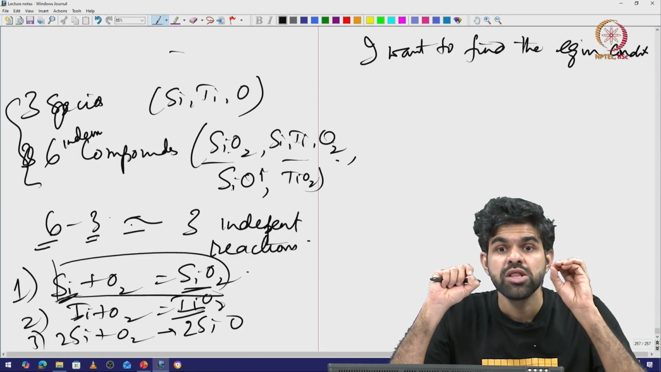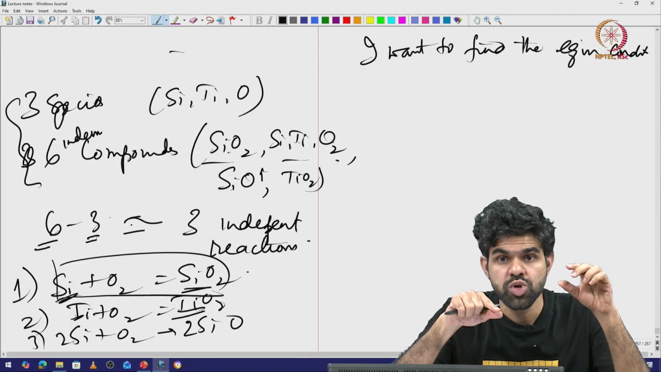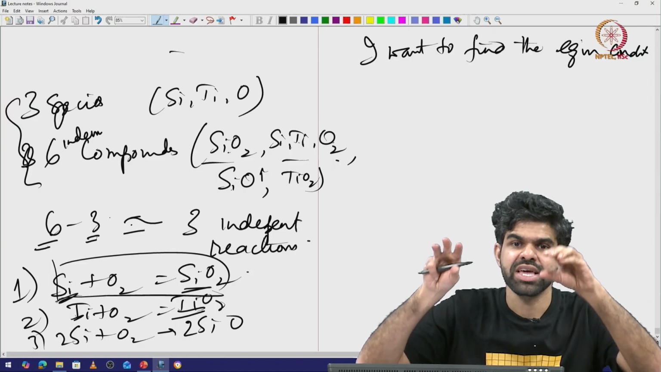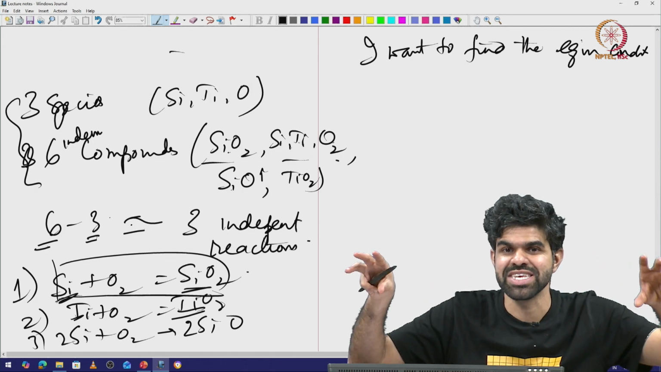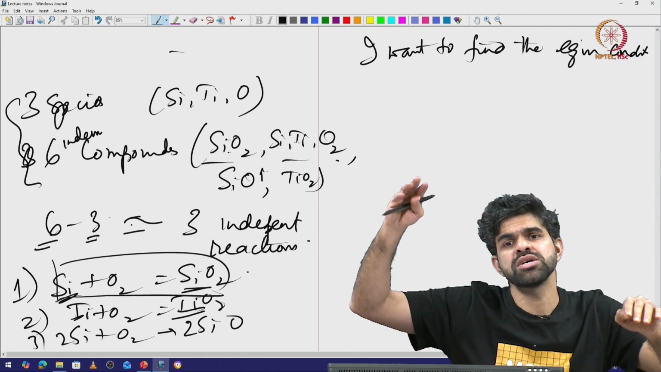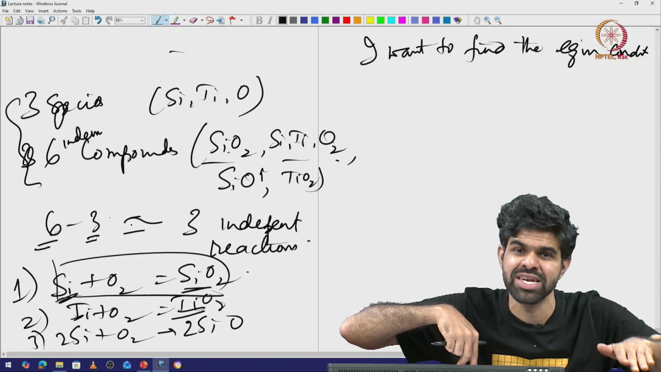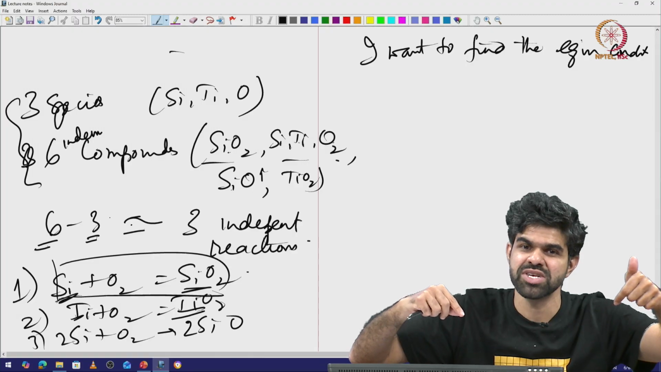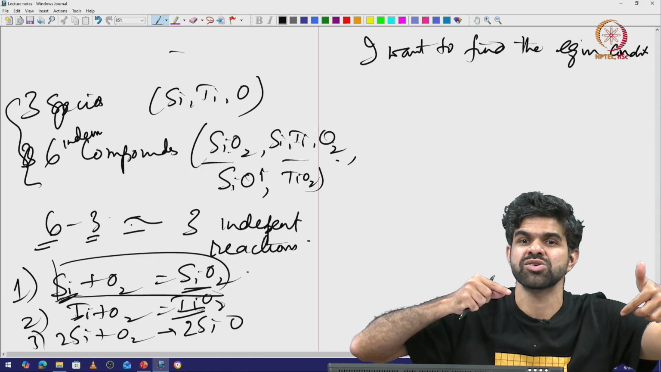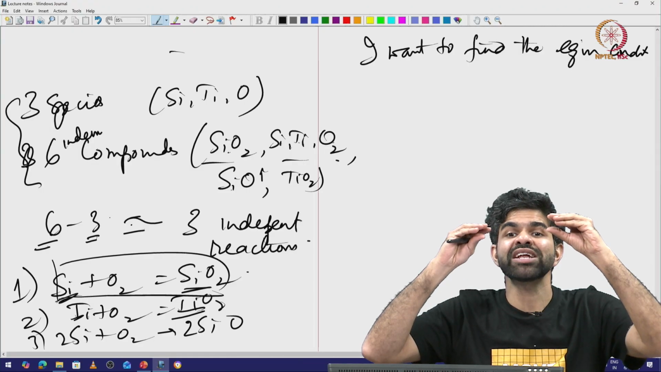For a backward reaction, Q should be less than K, and at Q equal to K I know the activities. So I have to reduce the oxygen pressure a bit, or reduce the silicon concentration a bit and increase the titanium concentration. I am playing with the titanium and silicon concentrations so that the backward reaction happens. So first I need to find that equilibrium.